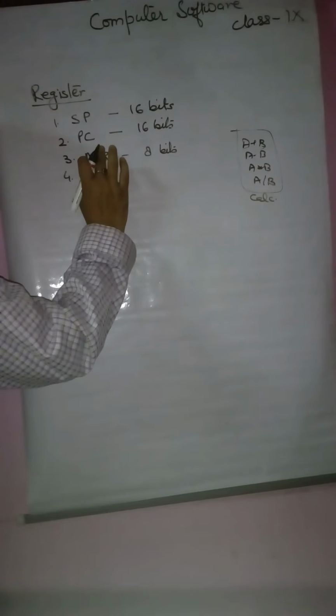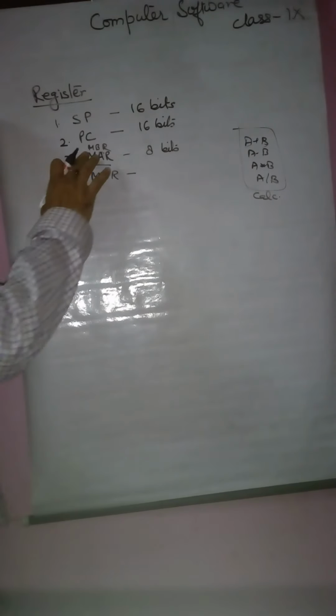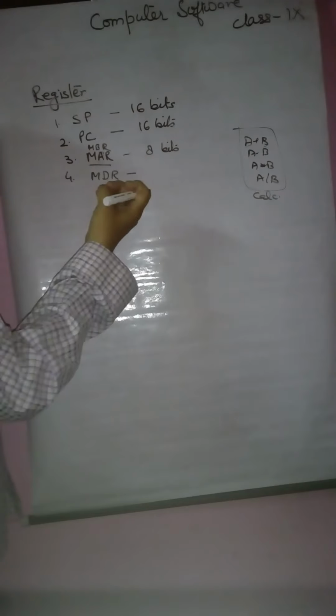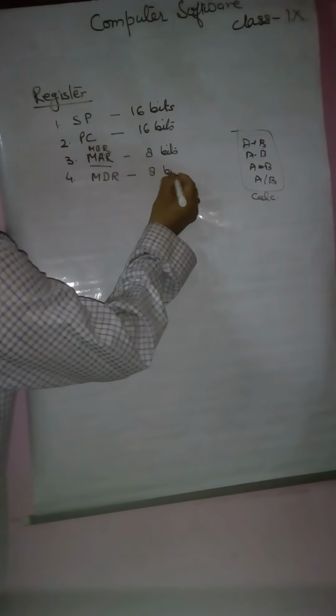In this register it is of 8 bits. Next is MDR. MAR is also known as MBR, memory address register, or memory buffer register. Next is MDR. MDR is memory data register. It fetches the data from the memory, and it fetches the information by taking the address from the MBR or MAR. It is also of 8 bits.